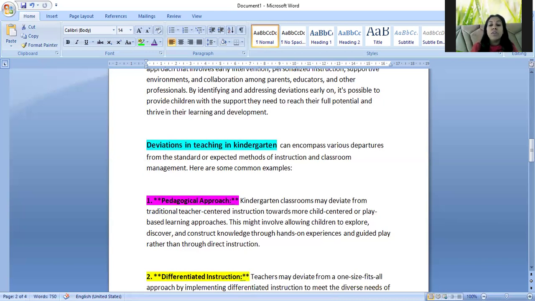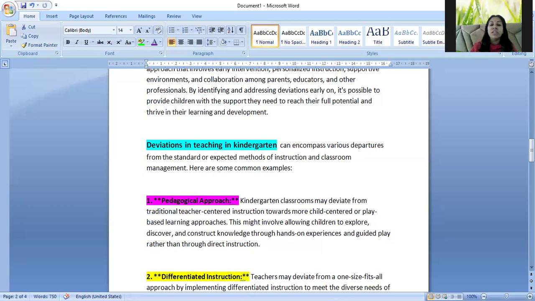This might involve allowing children to explore, discover, and construct knowledge through hands on experiences and guided play rather than through direct instruction. Direct instructional learning in early years actually is not fruitful. What we are telling children, they are just doing that, is not actually the learning which is required in early years. In early years, we are making the children free. Though we have assigned curriculum, we design the activity in a manner that we reach the learning objective with differential learning. In differential learning, we are already welcoming deviations.